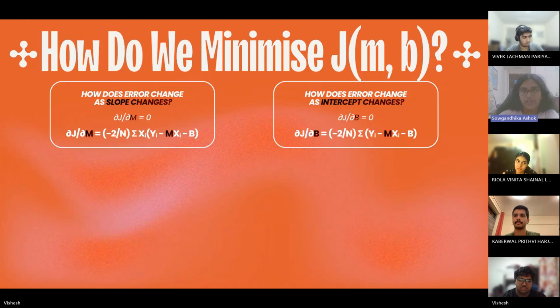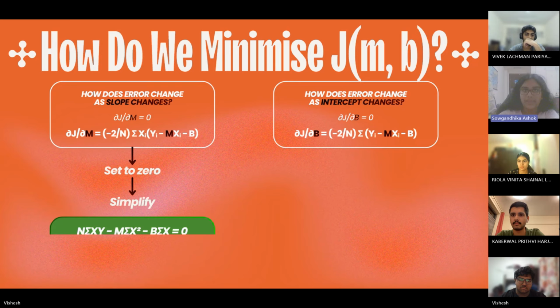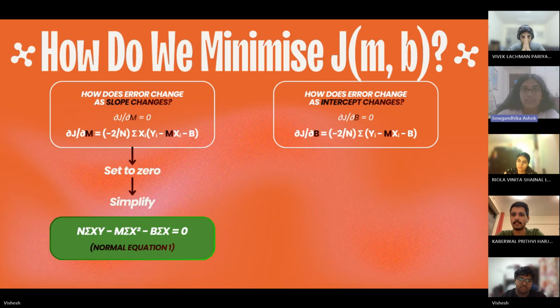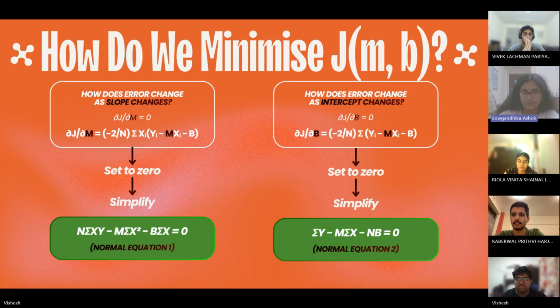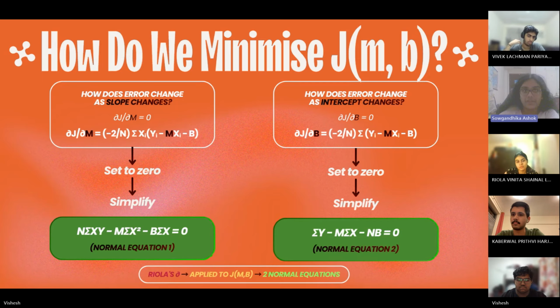What we do is, first, how does the error change as slope changes? We differentiate with respect to m, freeze b, okay, and set it to 0. Simplifying gives us normal equation 1. Same process for the intercept: freeze m, differentiate with respect to b, set to 0, normal equation 2. Now, two partial derivatives, two equations, two unknowns. Solving them simultaneously gives us the exact m and b that minimize total error.